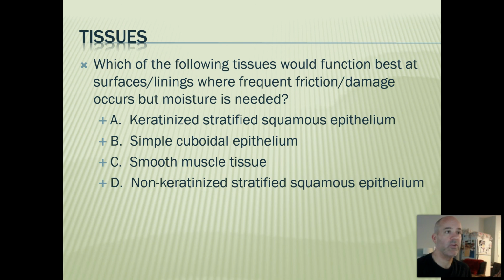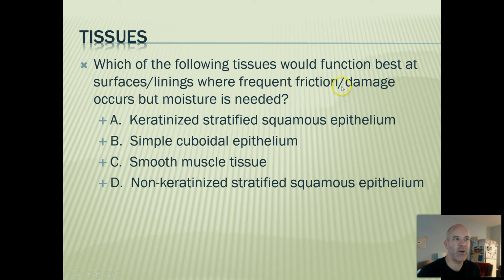Okay, which of the following tissues would function best at surfaces or linings where frequent friction or damage occurs but moisture is needed? So let's think about this one. All right, so we know it's going to be an epithelial tissue because we're talking about a surface or a lining.